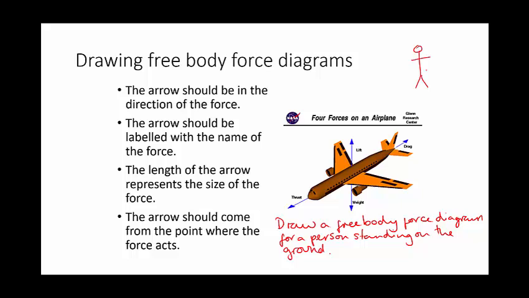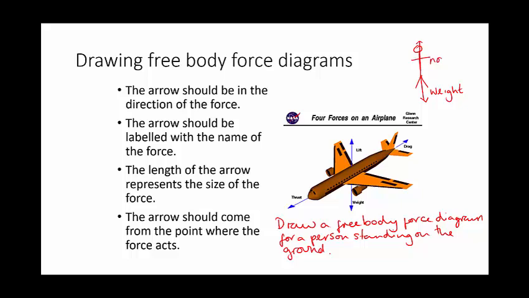Okay, so here's our person. We're going to start with the easy force, which is their weight. Their weight is acting downwards from their centre of mass. So we draw a downwards arrow from the centre of mass and label it weight.